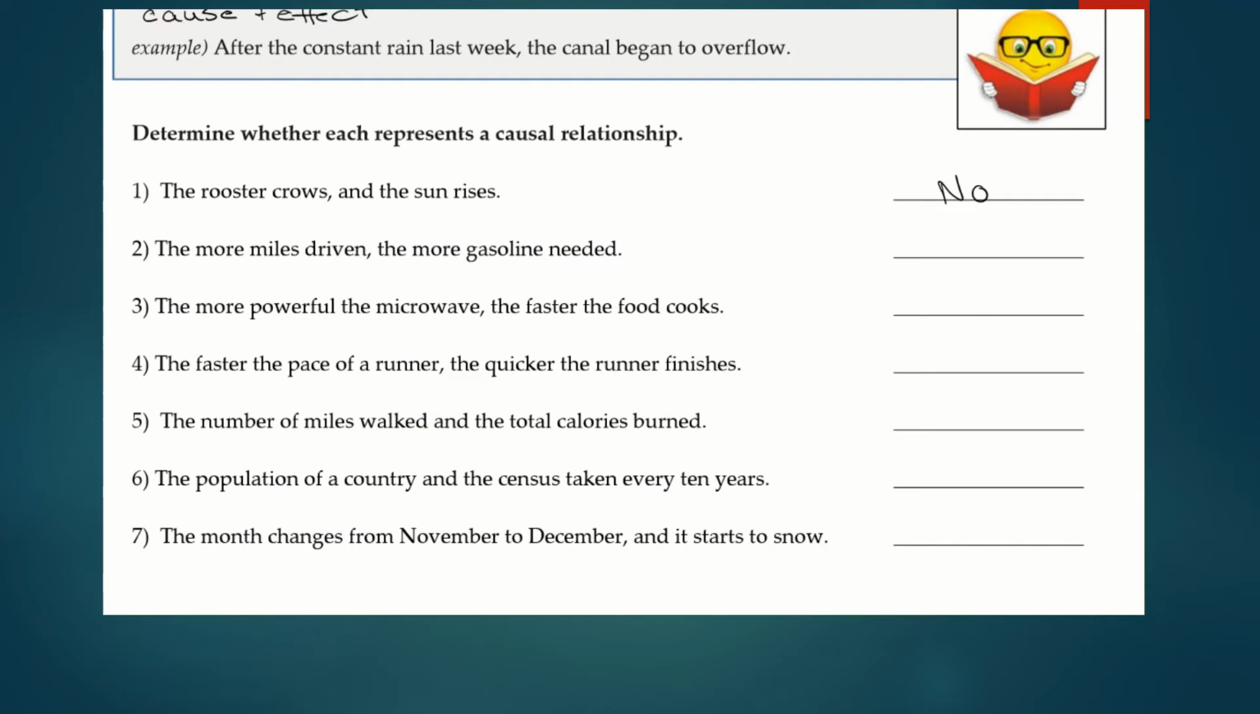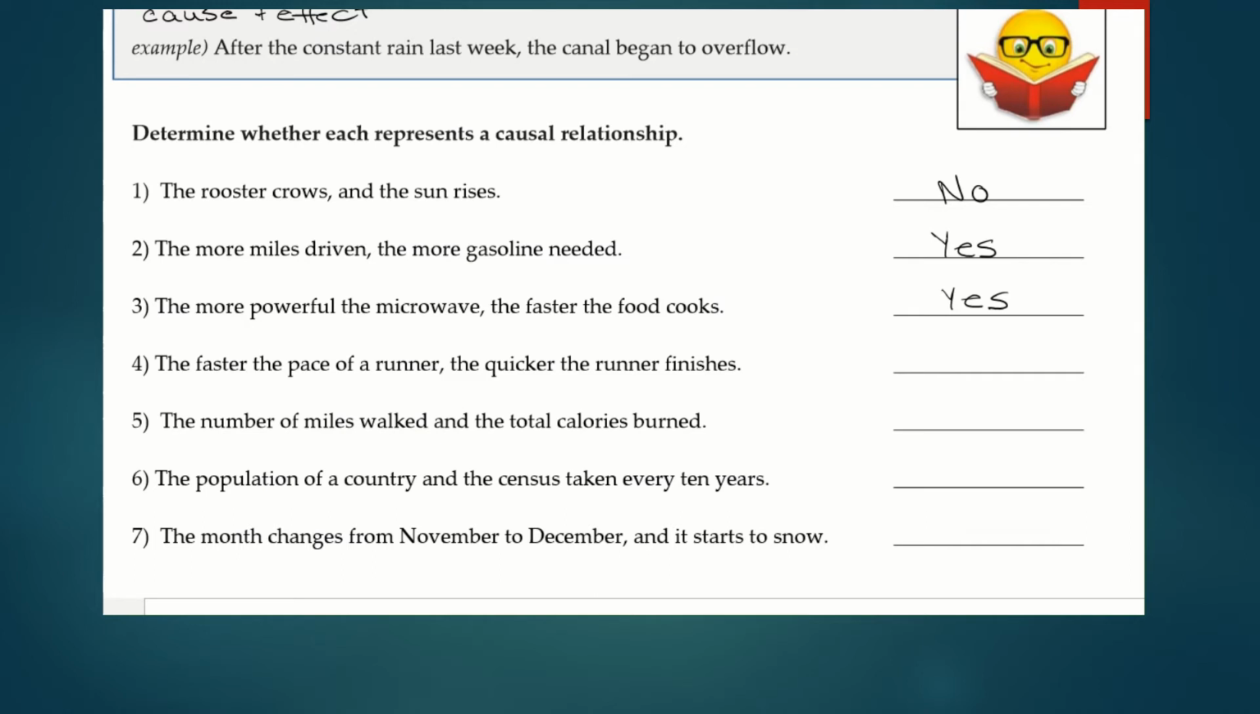All right, number 2, the more miles driven, the more gasoline needed. Yes, I would say this is a cause and effect relationship. If you're going to drive a far distance, you're going to need a lot of gas. Number 3, the more powerful the microwave, the faster the food cooks. Is this a cause and effect relationship? Yes, it is. If your microwave is powerful, your food will cook faster. That's what makes your food cook faster, is the power of the microwave.